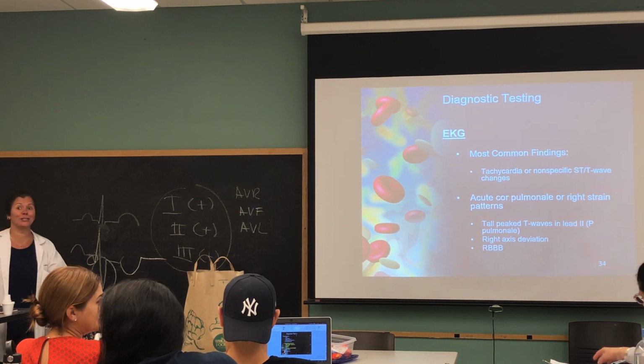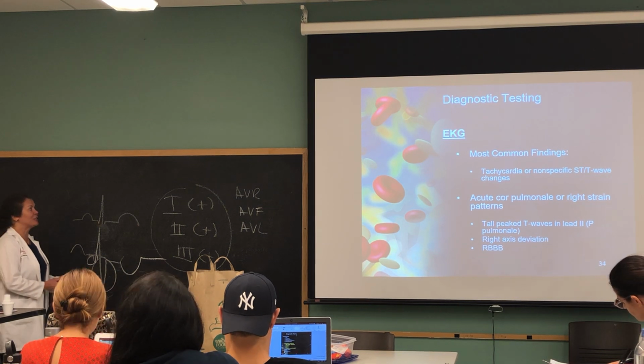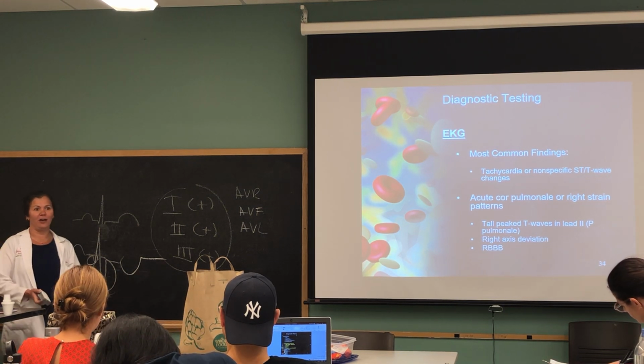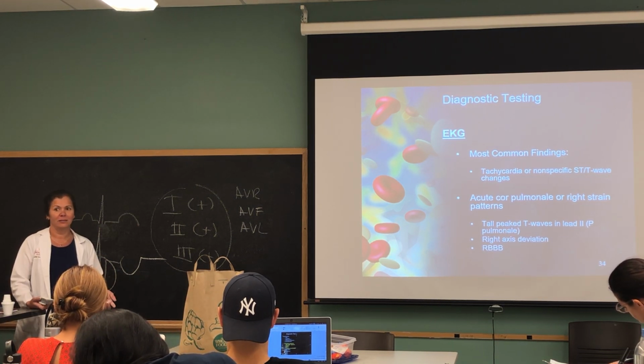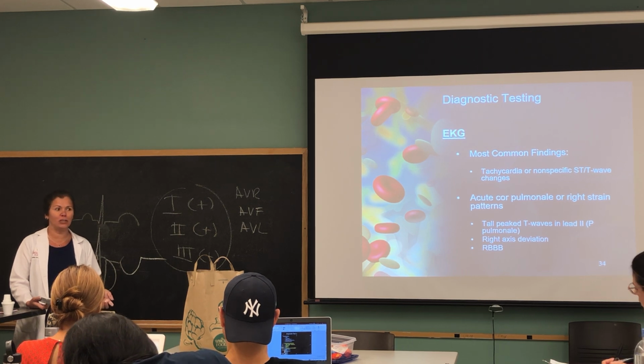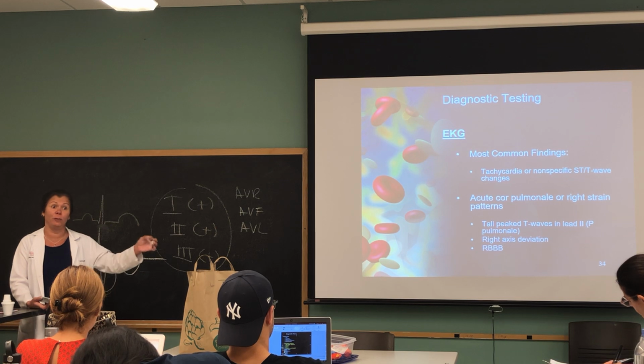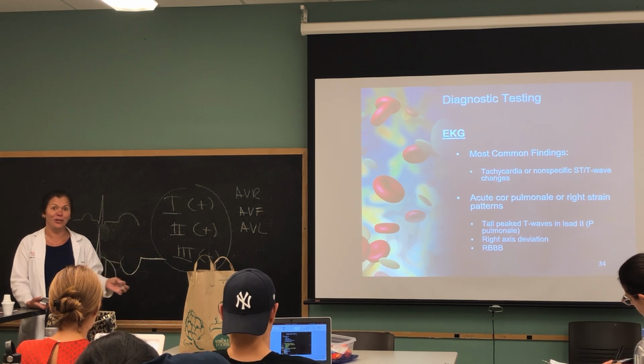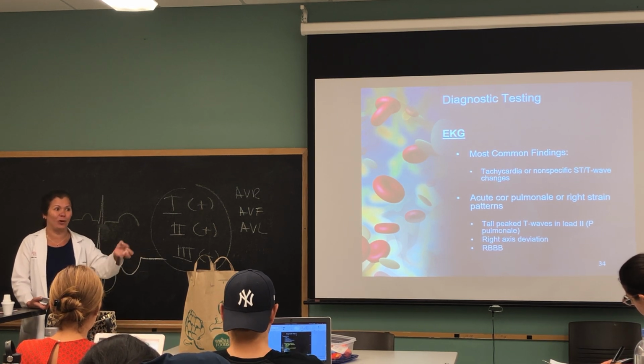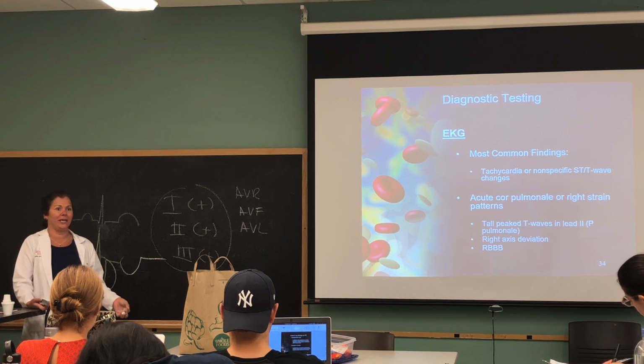What else could be indicative of a PE? A right bundle branch block, a new onset. But for that, you need to know the patient before. You need to have a prior baseline EKG to compare.